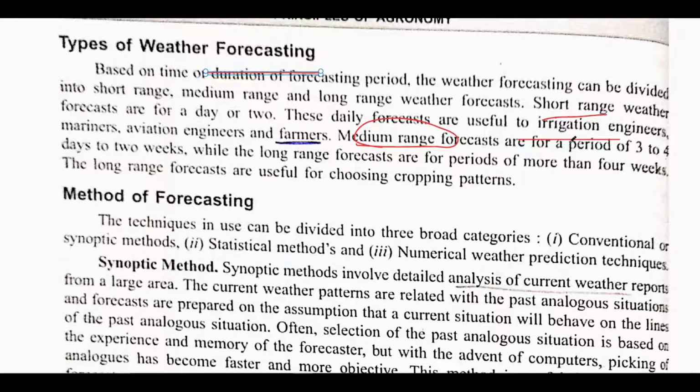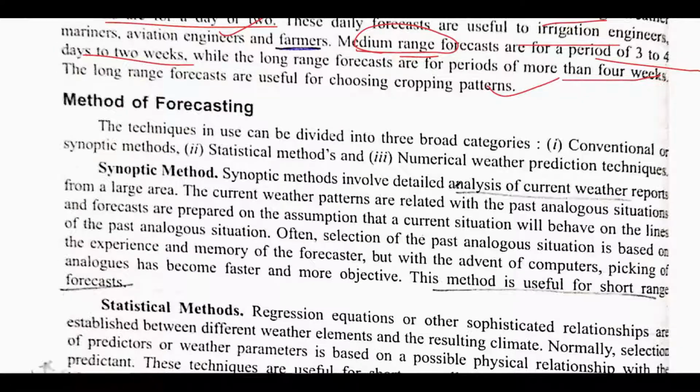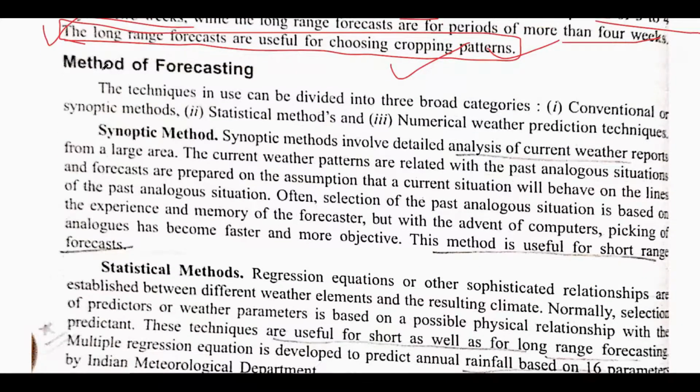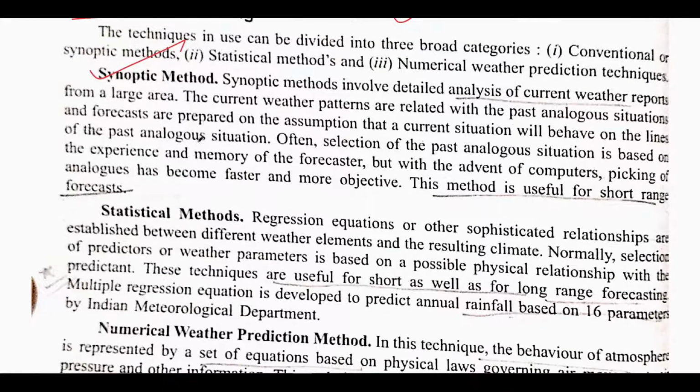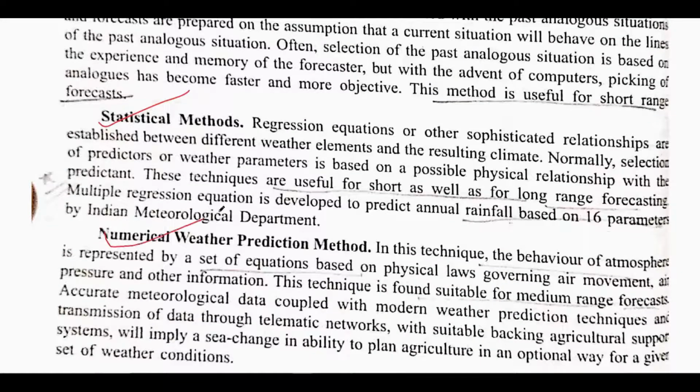See, short range weather forecasting are for 1 or 2 days, while medium range forecasting are for 3 to 4 days or 2 weeks, while long range weather forecasting are for more than 4 weeks. Important part is that long range weather forecasting are used for choosing cropping patterns. This has been asked in JRF, that which type of forecasts are being used for choosing cropping pattern. Now there are different methods of forecasting like synoptic methods, statistical method and numerical method.